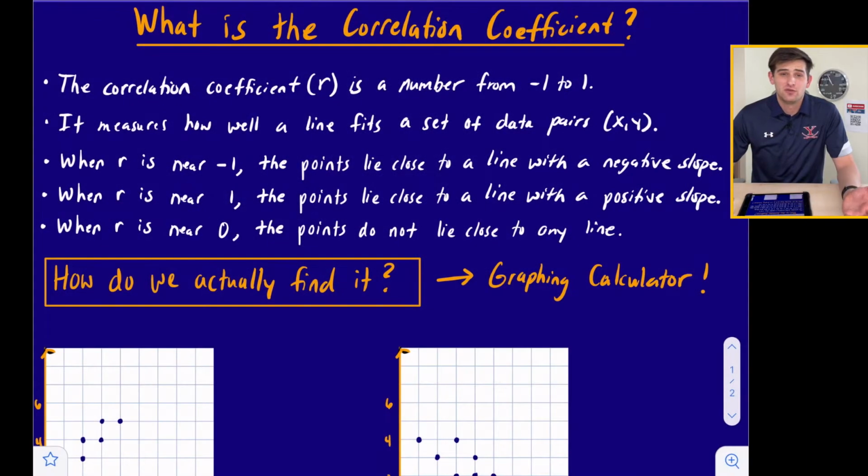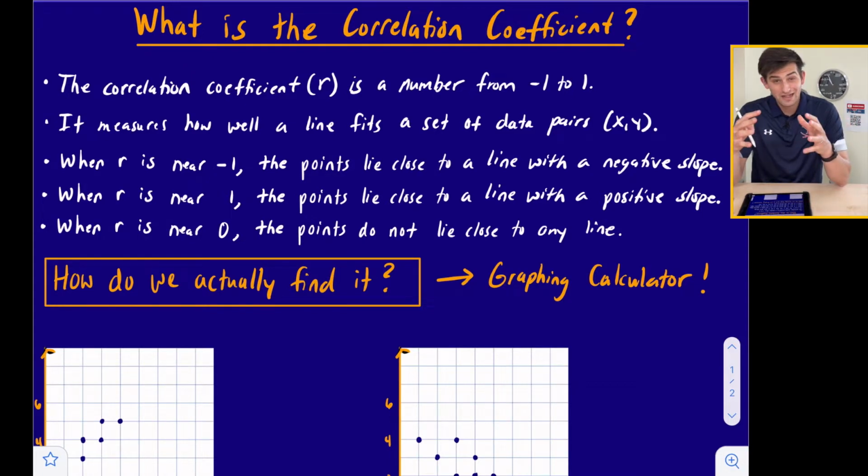So you might have heard it before, correlation coefficient, but what is it? In this video, we're going to talk about it. First of all, the correlation coefficient is represented by the letter R, and it's just a number from -1 to +1. It measures how well a line fits a set of data pairs, which are X and Y. Depending on what R is, it's going to tell us the correlation between the two pieces of information, or the two data pairs.